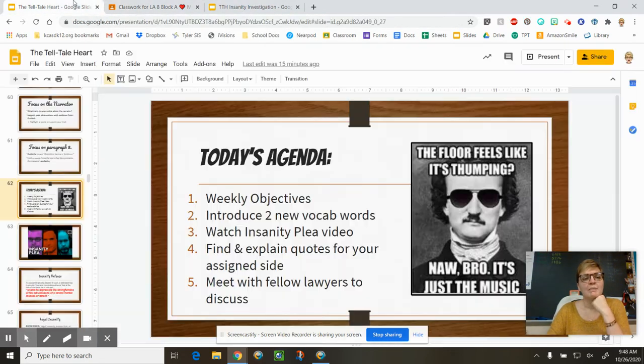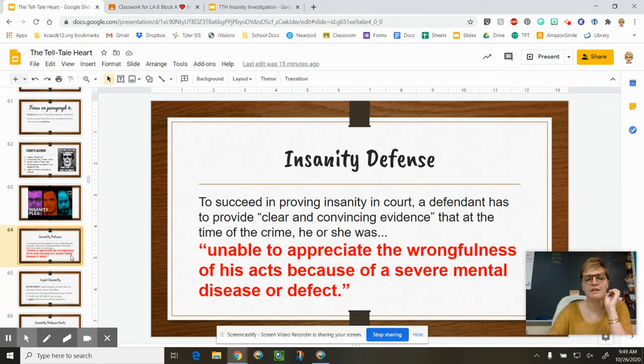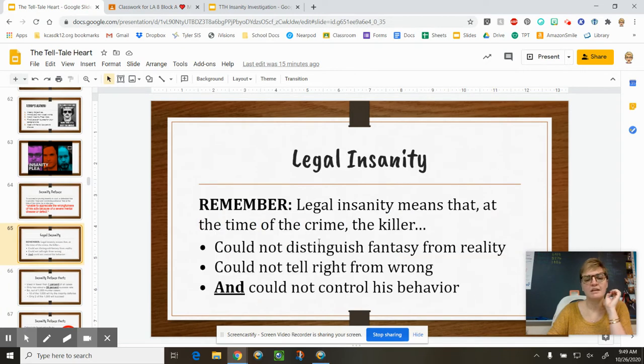So a little bit of background about the insanity plea. If you are pleading insanity, it means that you are unable to appreciate the wrongfulness of your acts because of a severe mental disease or defect. Legal insanity means that at the time of the crime, the killer couldn't distinguish fantasy from reality, can't tell right from wrong, and was not in control of their behavior.